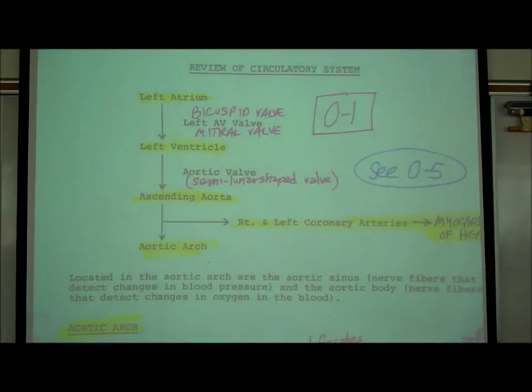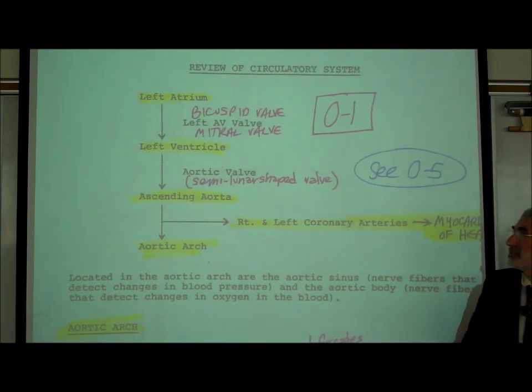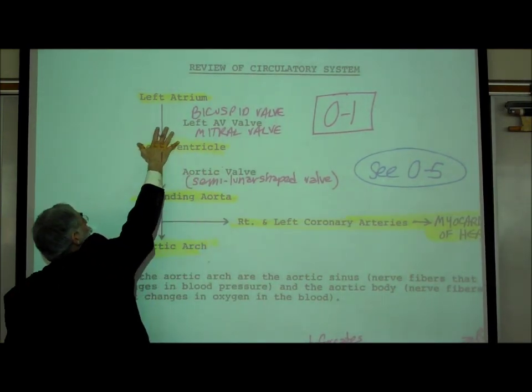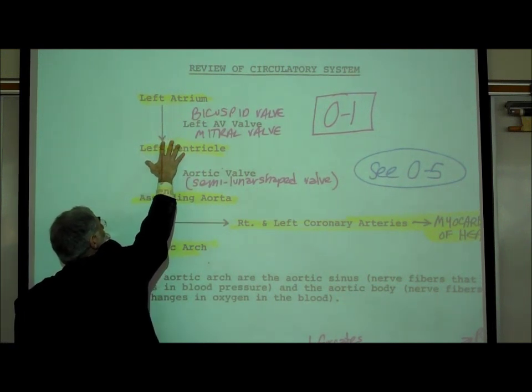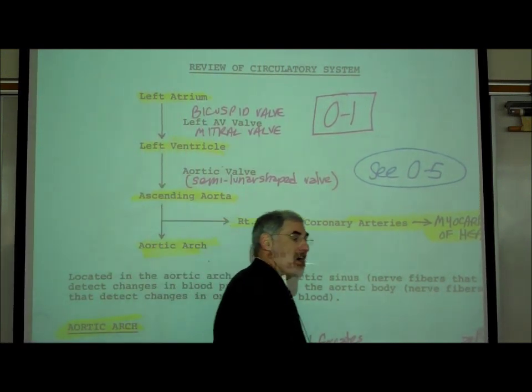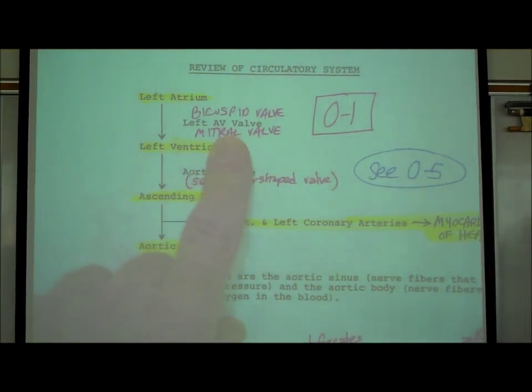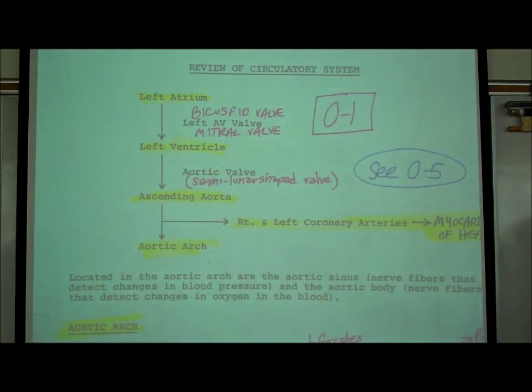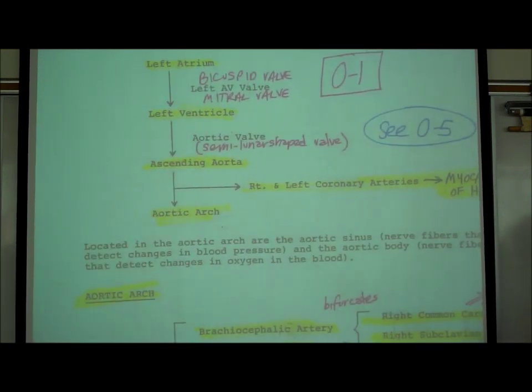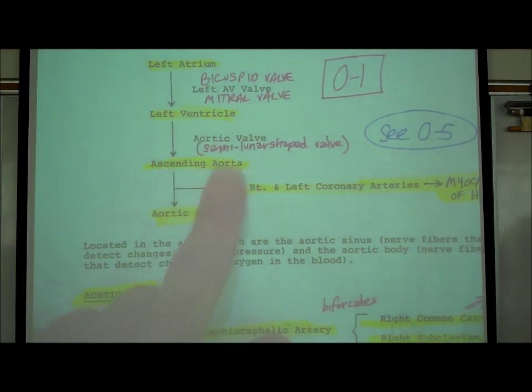Again, the idea of a flow chart is to just kind of follow in line what's going on. So the oxygenated blood goes from the left atrium into the left ventricle. And there's a valve between the left atrium and left ventricle. It's called the bicuspid valve by anatomists. It's called the left AV valve by physiologists. And it's also commonly called the mitral valve for no reason whatsoever by most clinicians. The left ventricle ejects the blood out into the aorta, the biggest blood vessel in the whole body. And there is a valve between the left ventricle and the aorta called the aortic valve, a semi-lunar shaped valve.